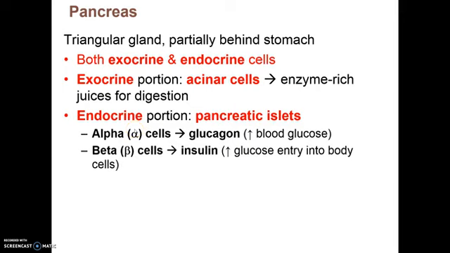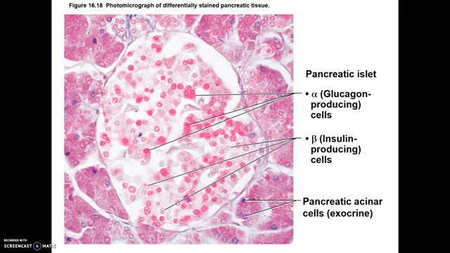Pancreatic islets have alpha cells. Alpha cells produce glucagon, and glucagon increases the level of glucose in the blood. Beta cells produce insulin, and insulin transports glucose into the body cells. So insulin decreases the level of glucose in the blood.